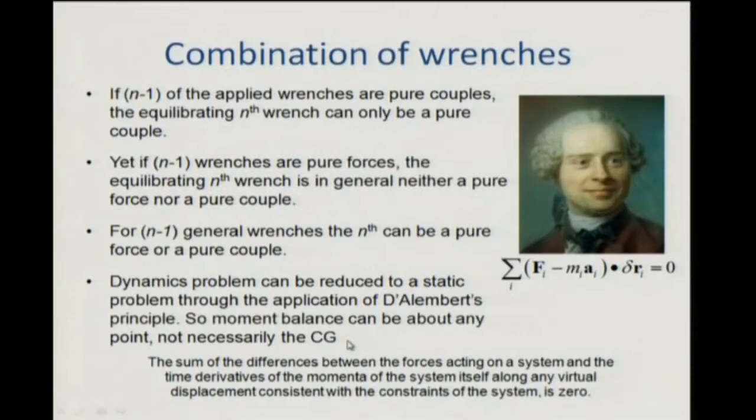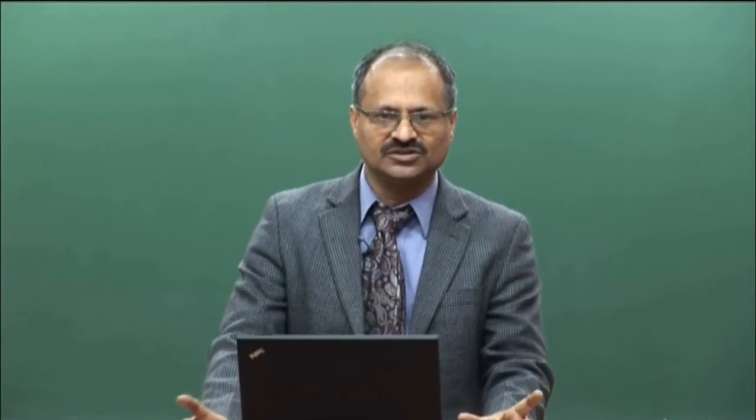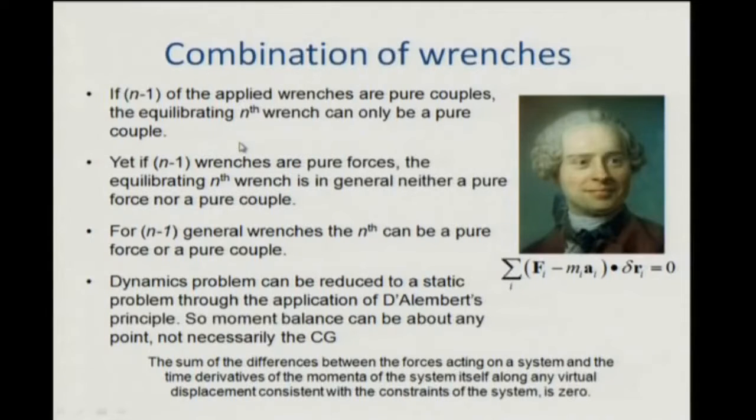Now you want to combine wrenches. These are some things which you should already know from mechanics. So if we are talking about a system of n force-moment combinations acting on a single rigid body, and n minus 1 of the applied wrenches are pure couples, then the equilibrating nth wrench can only be a pure couple. This we already knew. No net force, so the equilibrating term has to be a pure couple.